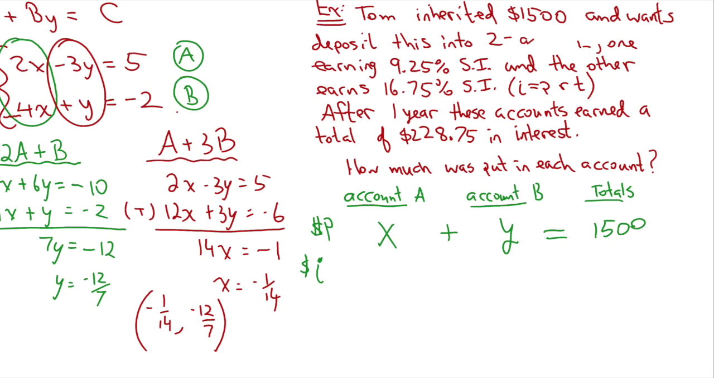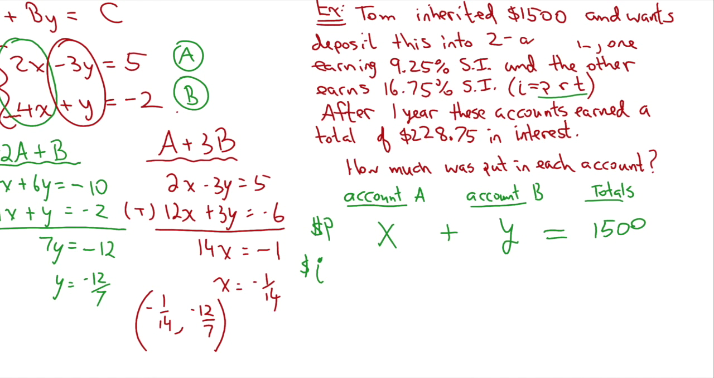Alright, how much interest did my first account earn? 9.25. But how do you find that out? Well, it's going to be 0.0925. How much money did that generate? That would be if I threw all the money into that first account, owing to the interest of 228.75. The formula is I equals PRT. What's T equal to here? Total. 1, so the T is irrelevant.